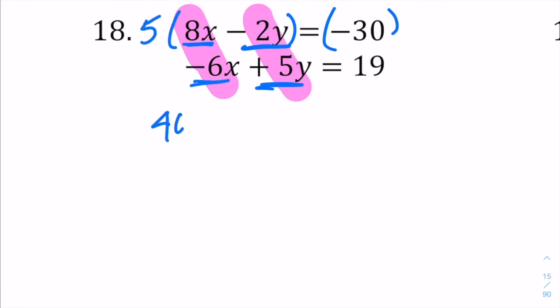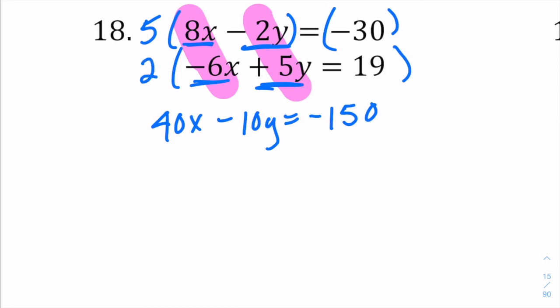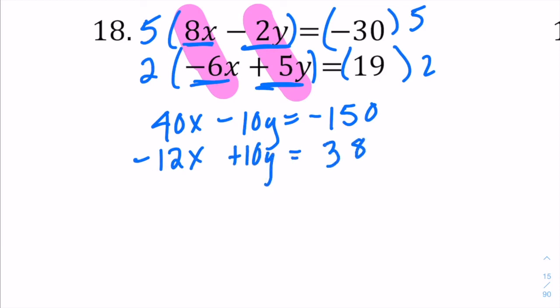That'll make 40x minus 10y equals negative 150. And I'm trying to get the y in the second equation to also be 10, so it'll cancel. So I need to multiply this one by 2. This equation by 2, I get negative 12x plus 10y equals 38. All right, now these equations are still equation 1 and equation 2. They're just multiplied by a scale factor. So we can go ahead and solve them by adding them together.